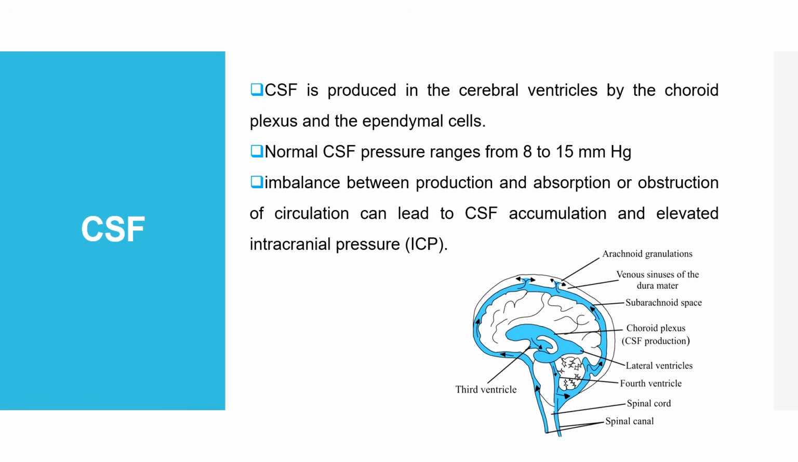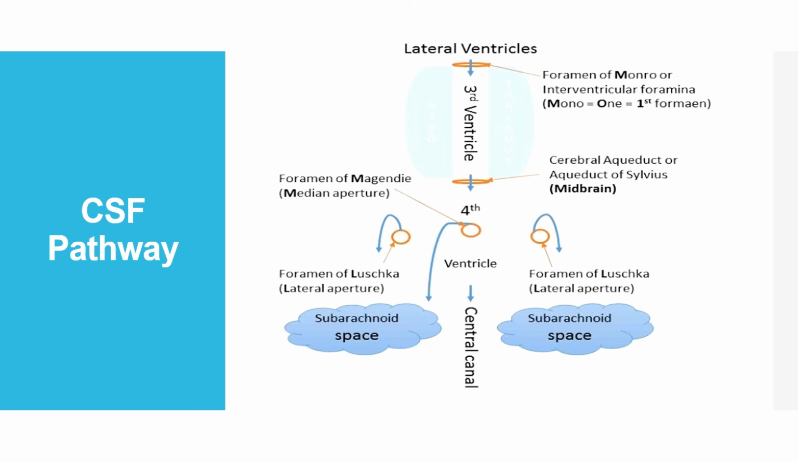CSF is produced in the cerebral ventricles by the choroid plexus and the ependymal cells. So, who produces the CSF? It is produced in the choroid plexus. Choroid plexus produces the CSF and it is transported into the ventricles. Normal CSF pressure ranges from 8 to 15 mm of Hg. Why does hydrocephalus occur? It is because of the imbalance in the production, absorption, or secretion of the CSF inside the brain cavities.